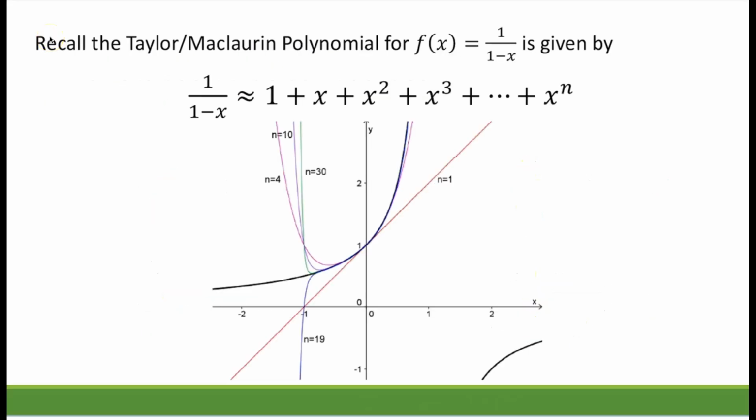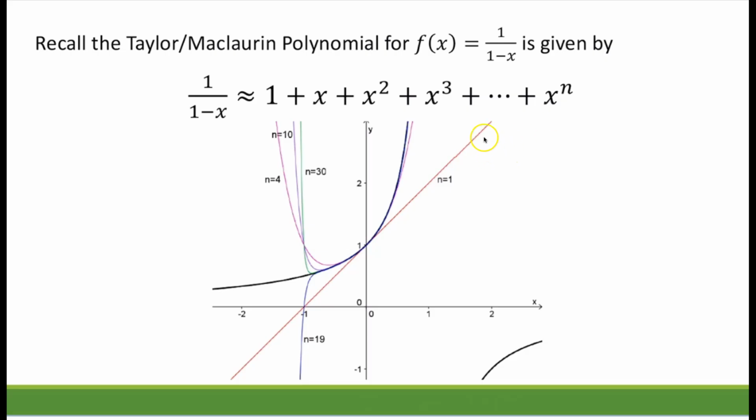Where we're headed next is a discussion about when a power series converges. And to understand that idea, we're going to go back and recall the Taylor or Maclaurin polynomial for f of x equals 1 over 1 minus x. As a reminder, a Maclaurin polynomial is just a Taylor polynomial centered at 0. So for 1 over 1 minus x, that was approximately the Taylor polynomial 1 plus x plus x squared plus x cubed with a general term x to the n.